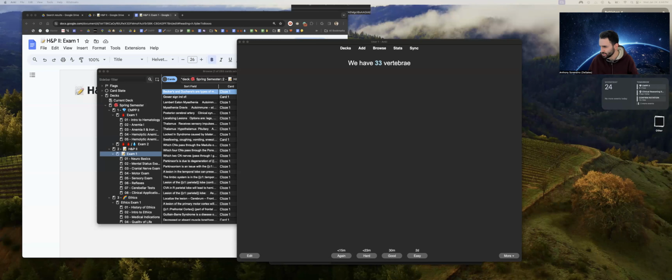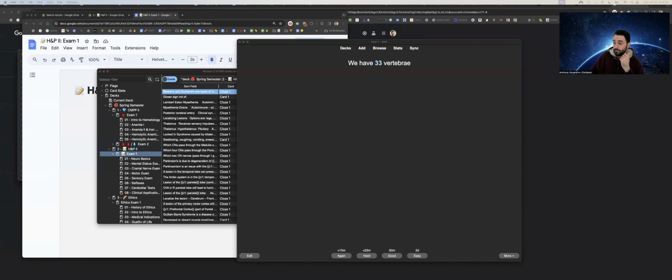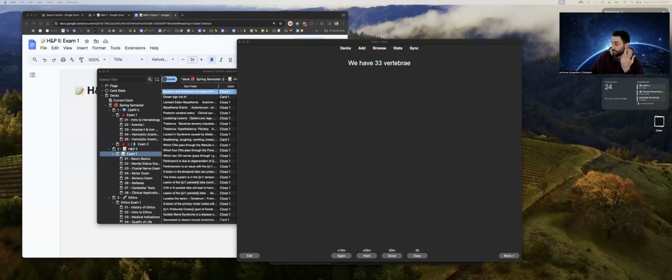Can I just not count? 7 cervical, yes. 12 thoracic, yes. Oh, there's 4. Okay, that's what I'm missing. So I was missing sacral. There's 5, and then there's 4 coccygeal. I did not know that. I thought the coccyx was one thing, not the case.